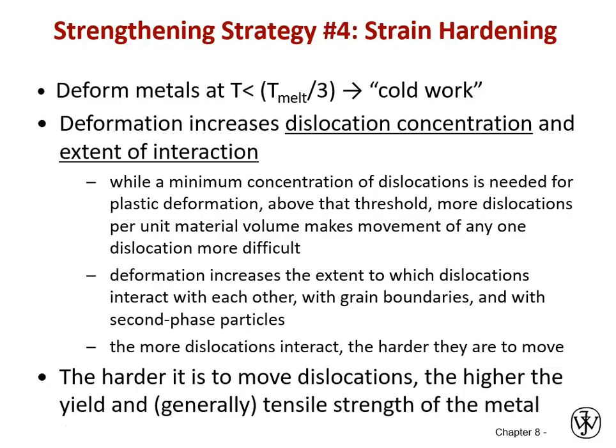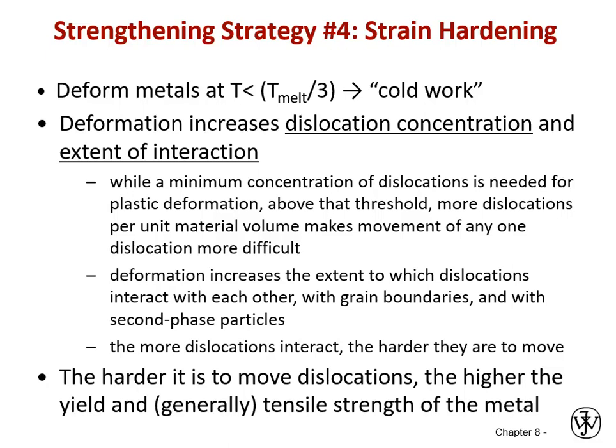Most materials, even without any kind of extensive deformation, have plenty of dislocations to allow all the deformation you want. So while a minimum concentration of dislocations is needed for plastic deformation, above that threshold, adding more dislocations per unit volume actually makes movement of any one dislocation more difficult.